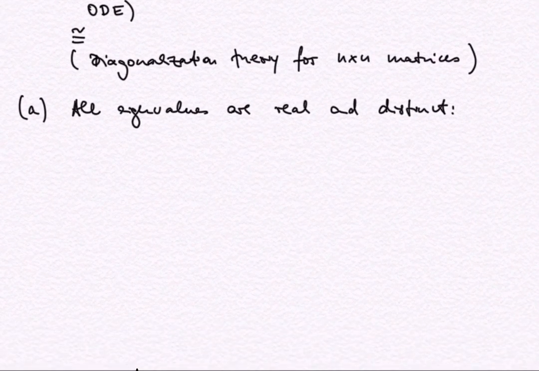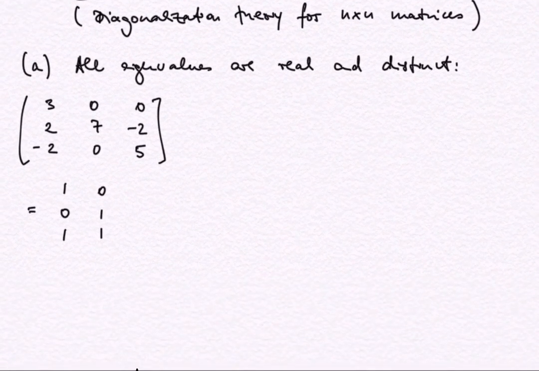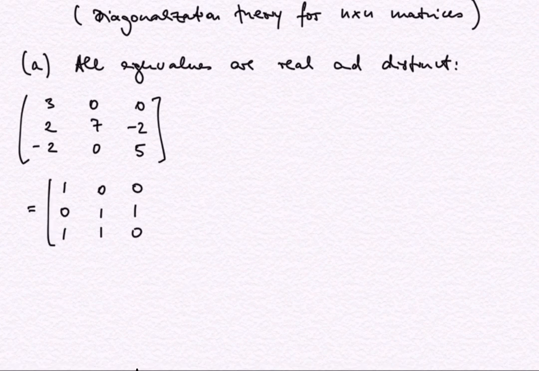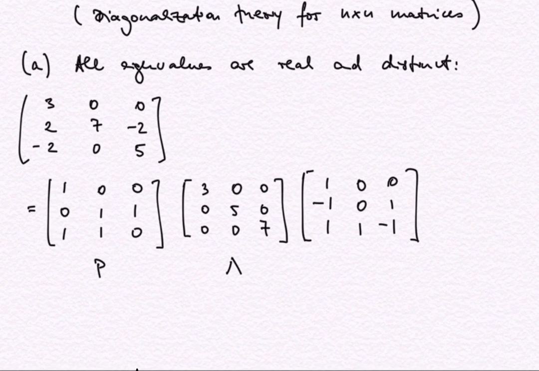There we looked at the matrix 3, 2, minus 2, 0, 7, 0, 0, minus 2, 5. And by determining the eigenvalues and the eigenvectors, we found the eigenvalue decomposition 1, 0, 1, 0, 1, 1, 0, 1, 0, times the diagonal matrix 3, 0, 0, 0, 5, 0, 0, 0, 7, times the matrix 1, minus 1, 1, 0, 0, 1, 0, 1, minus 1. This was our matrix P. This was our matrix lambda, which contains the eigenvalues on the diagonal, and this was P inverse.